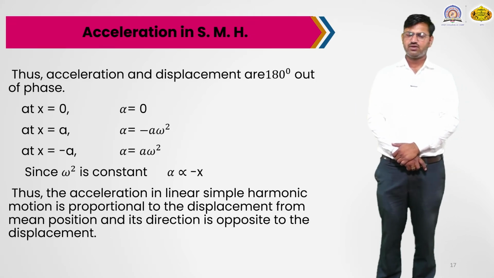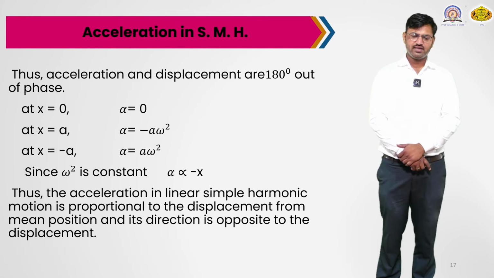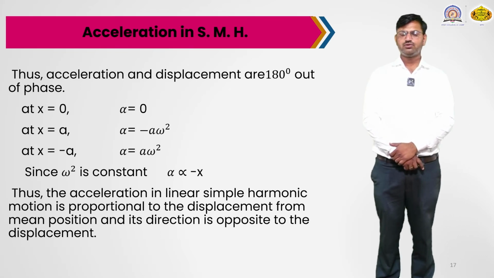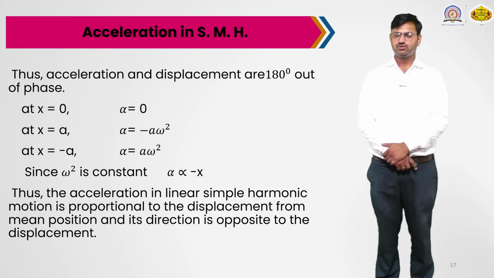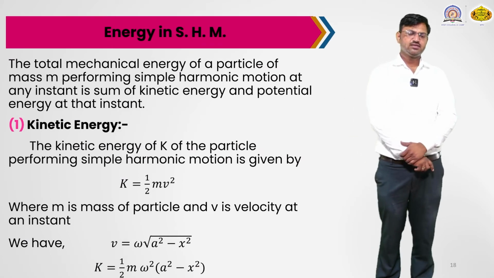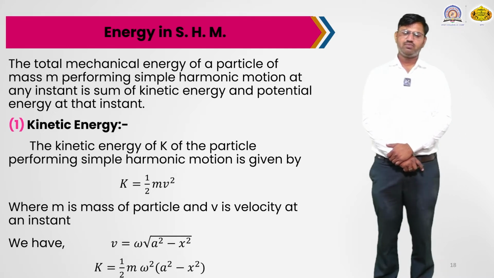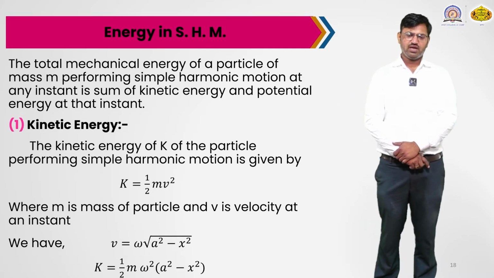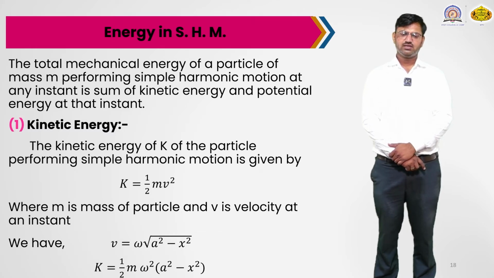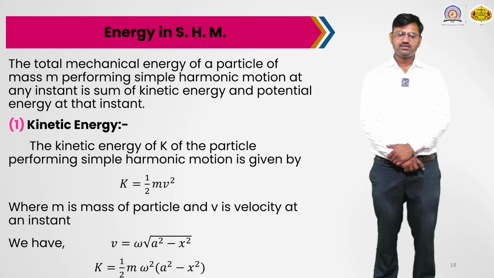Since omega square is a constant, alpha is directly proportional to minus x. The acceleration in linear simple harmonic motion is proportional to the displacement from mean position, and its direction is opposite to the displacement. Next, energy in simple harmonic motion. The total mechanical energy of a particle of mass m performing simple harmonic motion at any instant is the sum of kinetic energy and potential energy at that instant.